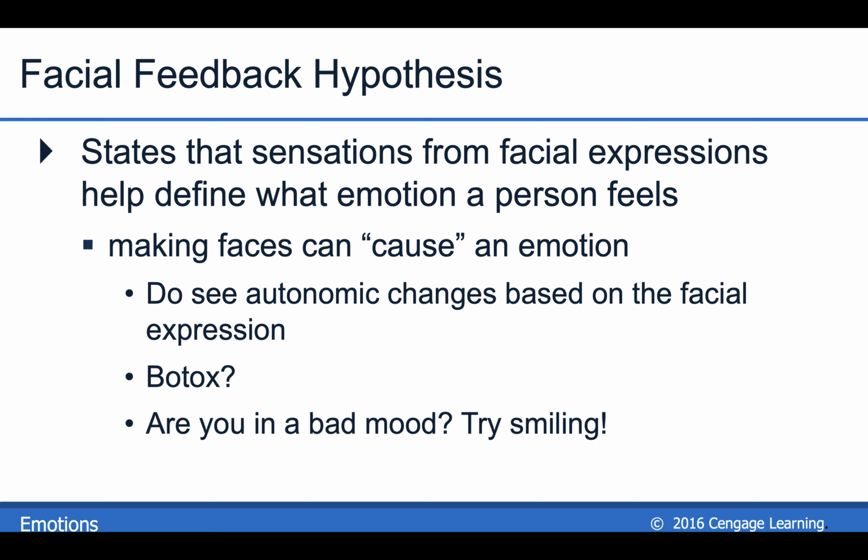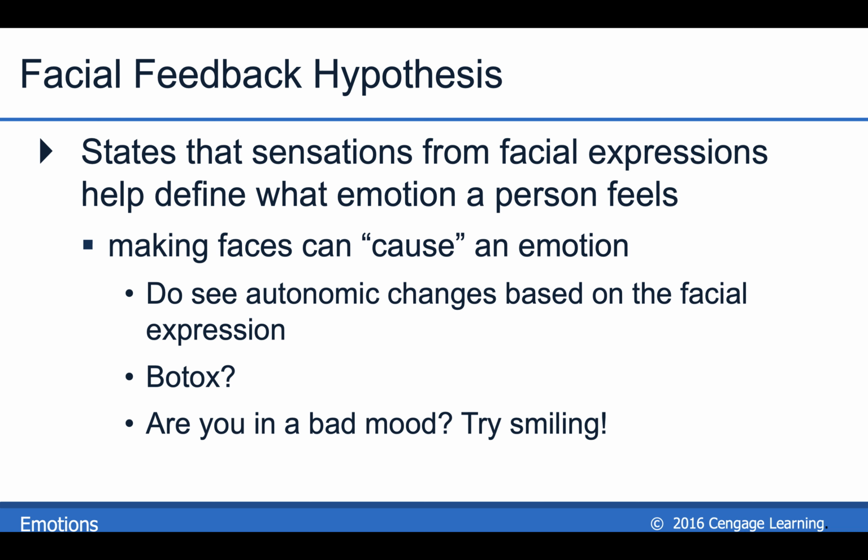And then we also have this really interesting idea of what's called the facial feedback hypothesis. This hypothesis states that sensations from facial expressions help define the emotion that the person feels. So generally we think of emotions as: we see something happen in the world. You're in the hallway and you see someone trip and fall flat on their face, and you're like, oh man, something funny just happened. Your brain registers that as funny, and then you have a facial expression of smiling and laughter.